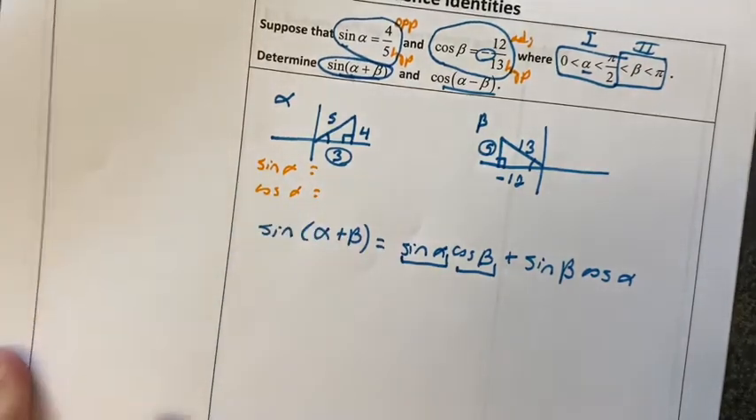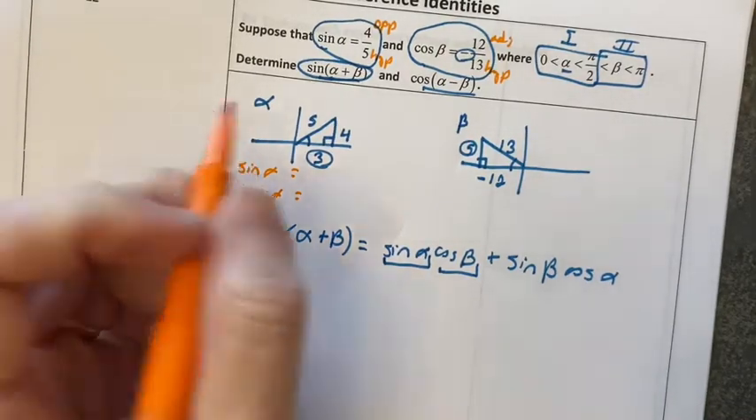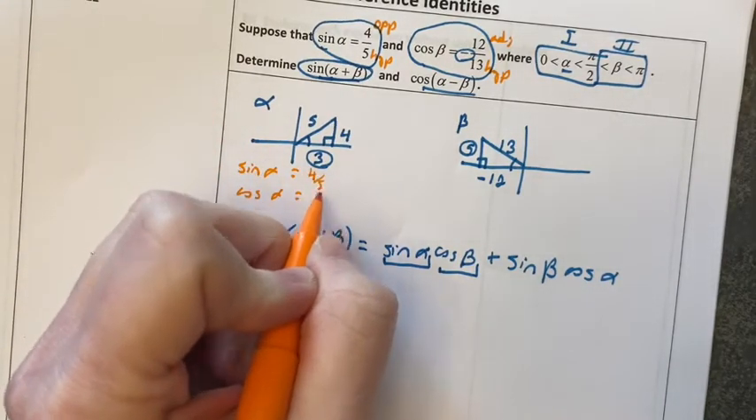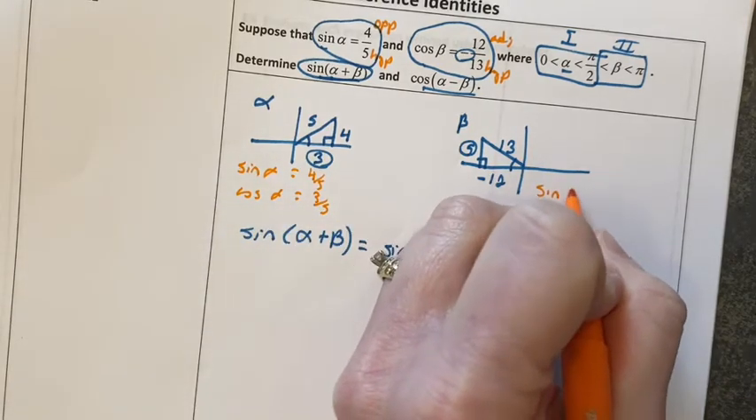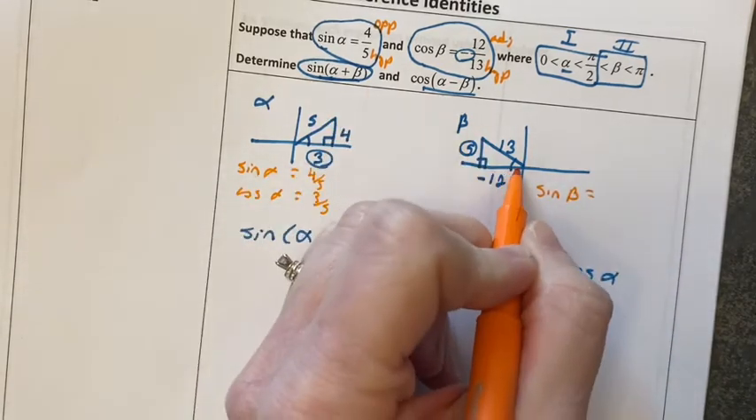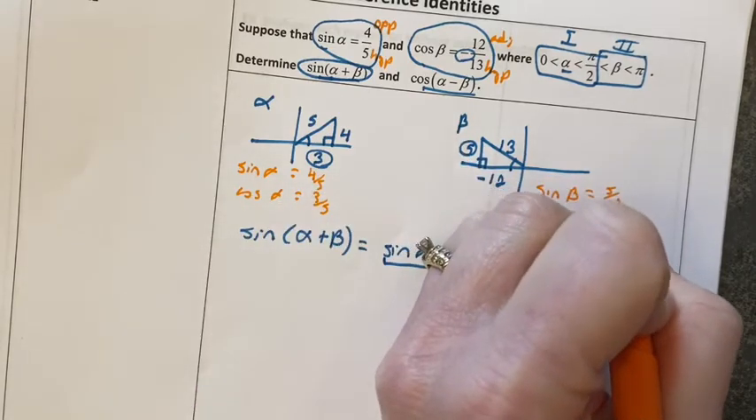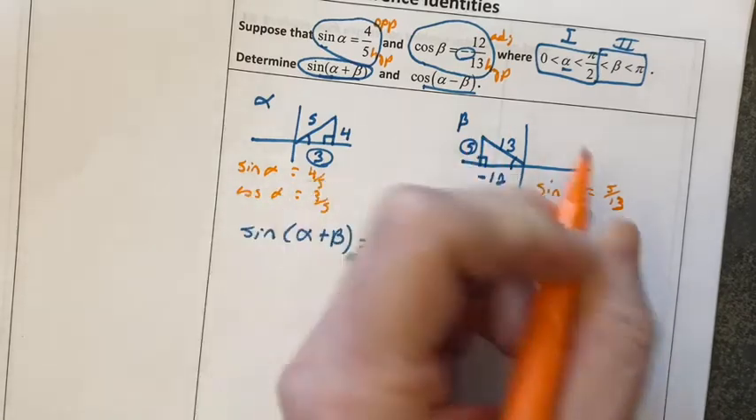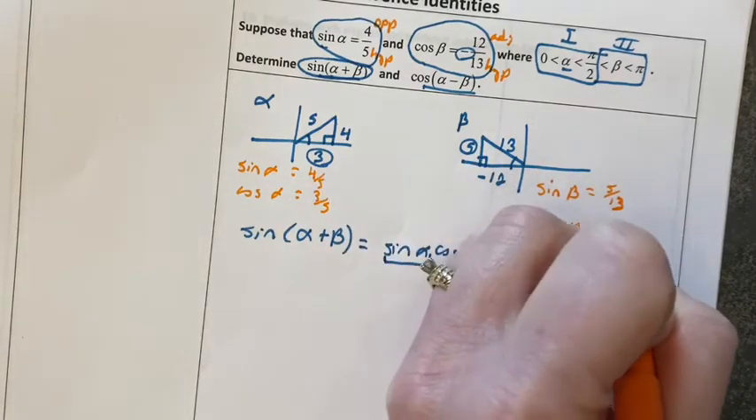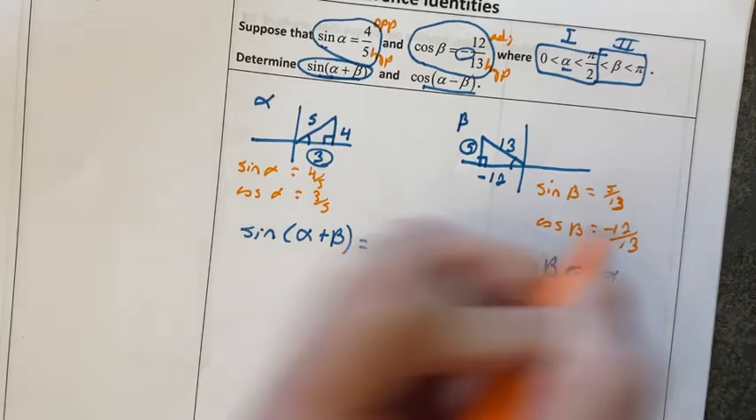Maybe this might help us go a little bit faster. So the sine is gonna be 4/5, the cosine is gonna be 3/5, and then over here, the sine is going to be 5/13. Oops, that's a 13. And the cosine is going to be negative 12/13.